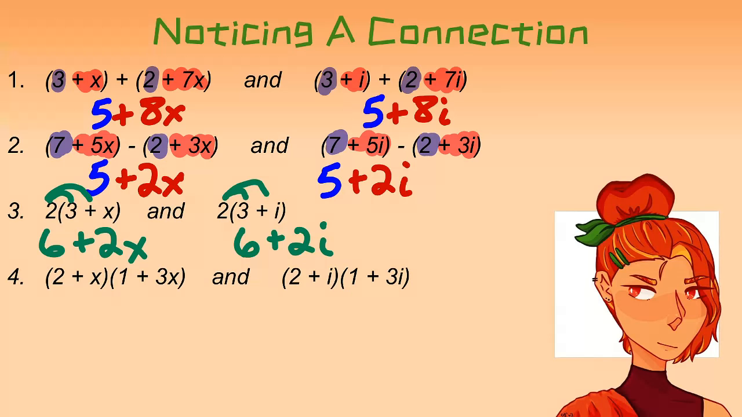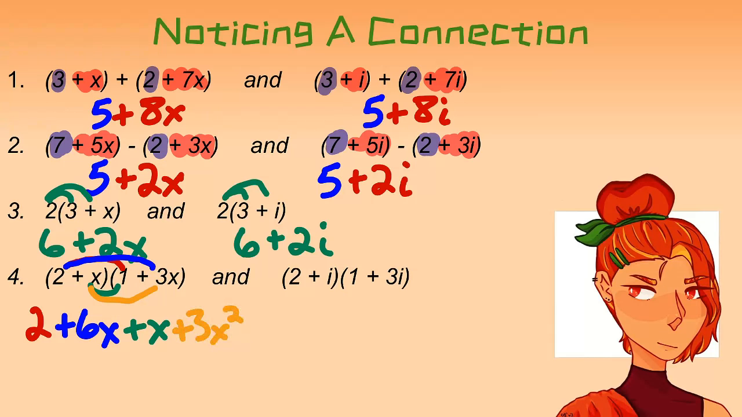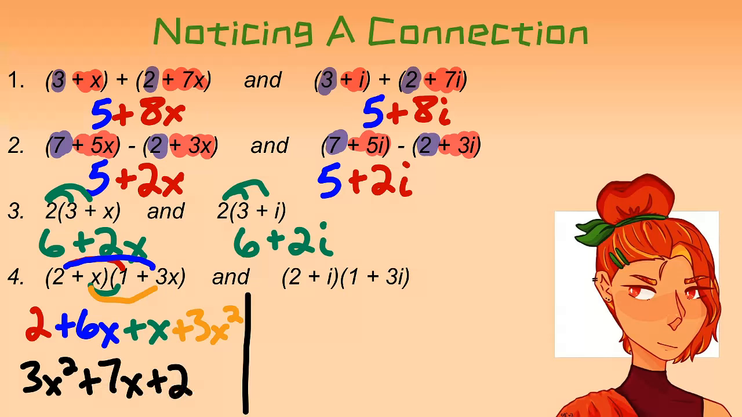And on the last examples here, we have two binomials that we are multiplying together. Here we have two complex numbers that we're multiplying together. And the process is going to look really similar. We're going to use FOIL in both cases. 2 times positive 1 is 2. 2 times positive 3x is positive 6x. x times 1 is x. x times positive 3x is plus 3x squared. Now we can combine those terms, and I know I'm doing these for the second time. These were the warm-ups as well. But I just want to make really clear the connection between these two examples.